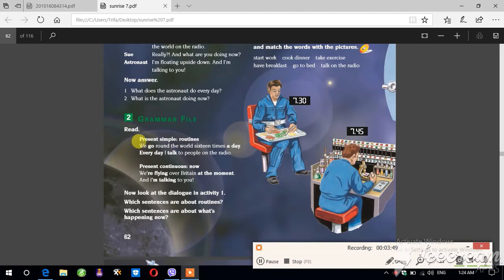But we have subject, verb. So the structure of present simple is subject, verb, complement. And we have time. We have subject, verb, complement, and we have time. Most of the time we have time, but if there is no time, it is okay. This is the structure of present simple. Just I want to remind you.